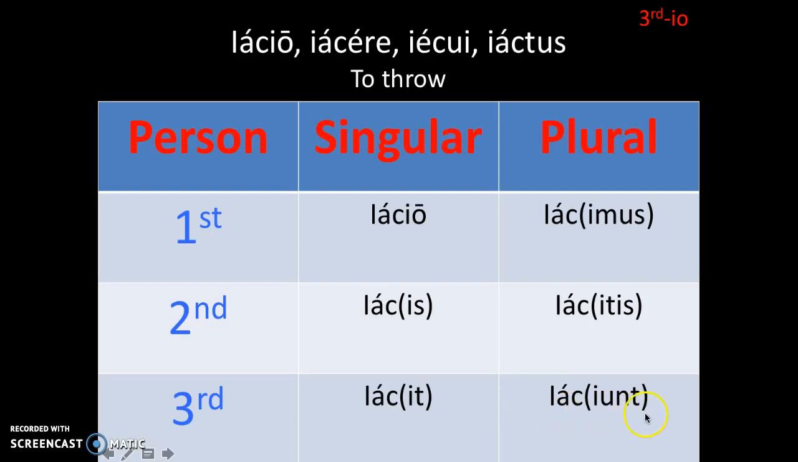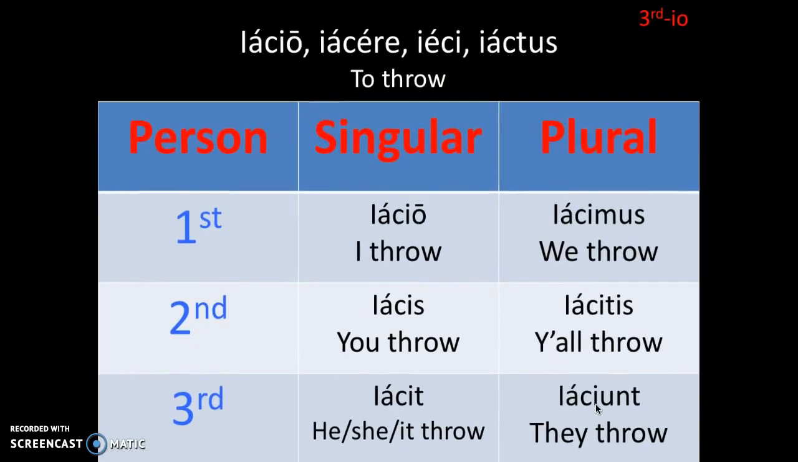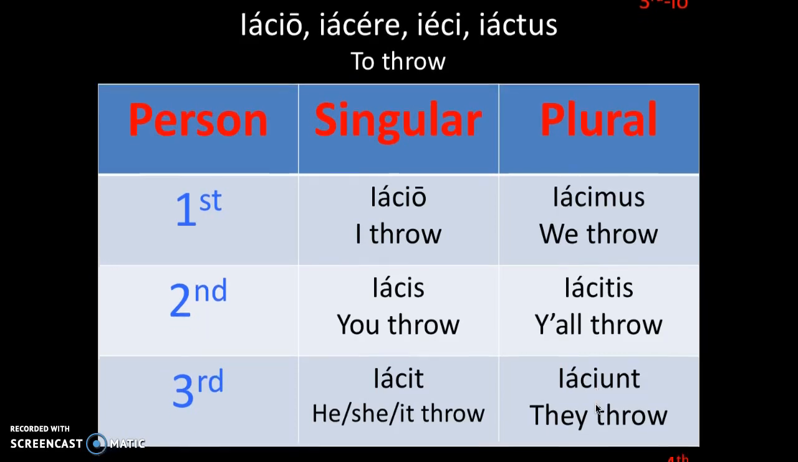Now for the third plural part, it's almost like the third conjugation with the UNT. However, there's an extra I in front of it. So when you're done, you should end up with iacio, I throw, iacis, you throw, iacit, he/she/it throws, iacimus, we throw, iacitis, y'all throw, iaciunt, they throw.